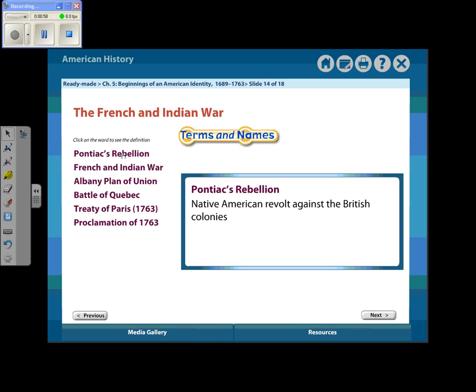So Pontiac's Rebellion. French and Indian War. War from 1754 to 1763 between France, Britain, and their allies for the control of North America. The French and Indian War was part of a much larger war called the 7 Years' War between Britain and France.